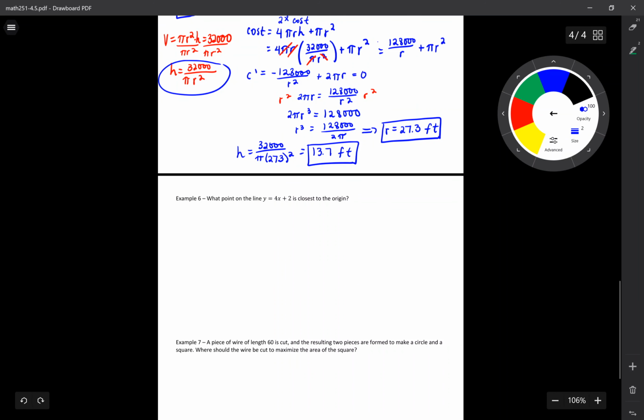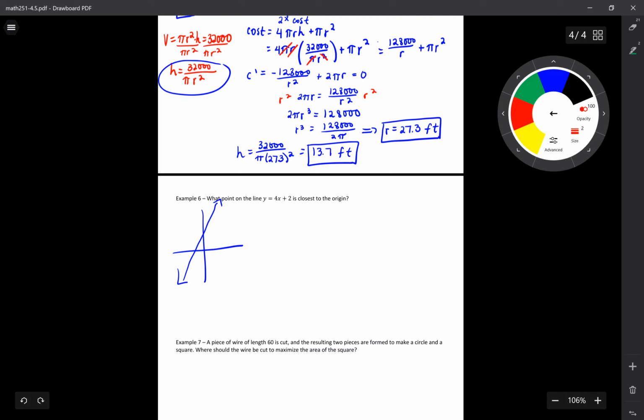So next we have a problem that says what point on a line y equals 4x plus 2 is closest to the origin? Now there is a way to do this problem using calculus, but I'm actually going to show you a way that doesn't use calculus. So let's draw a picture here. I have the line y equals 4x plus 2, looks something like this. And I want to figure out what point on the line is closest to the origin.